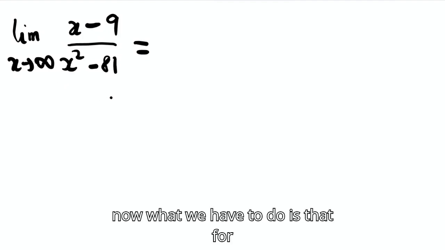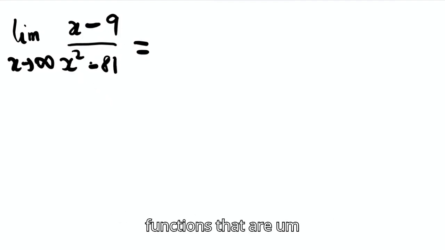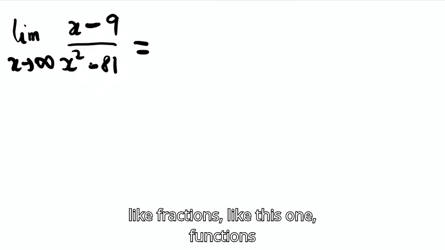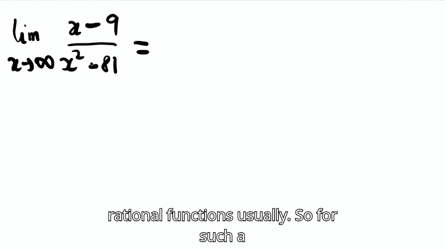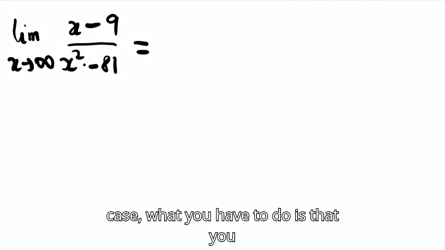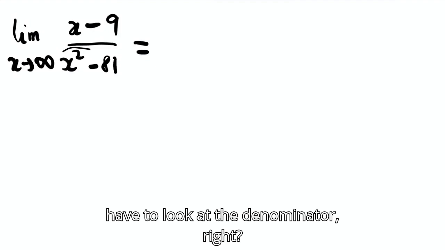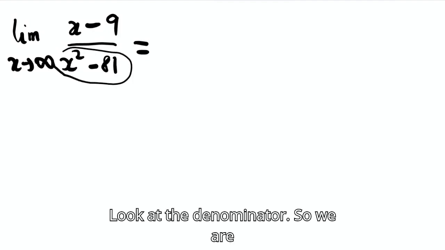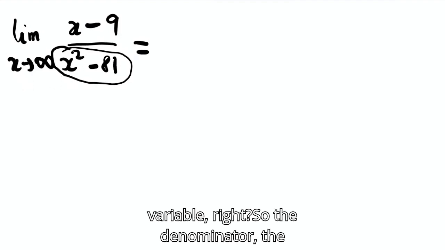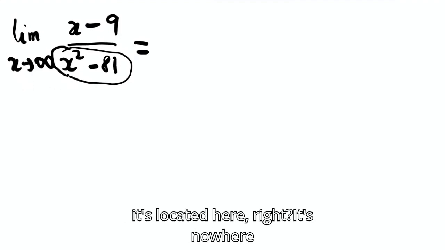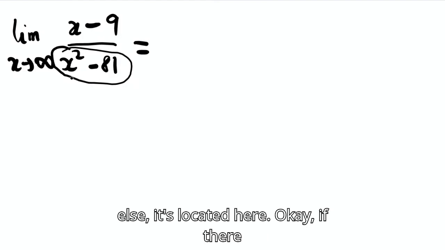So now what we have to do is that for such a case, they usually give it for functions that are fractions, like this one. Rational functions usually. So for such a case, you have to look at the denominator, right? We are talking about x as the independent variable, right? The independent variable is x, located here. It's nowhere else, it's located here.